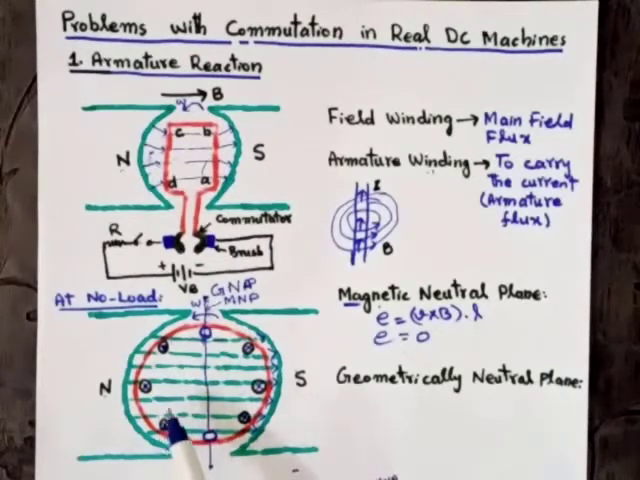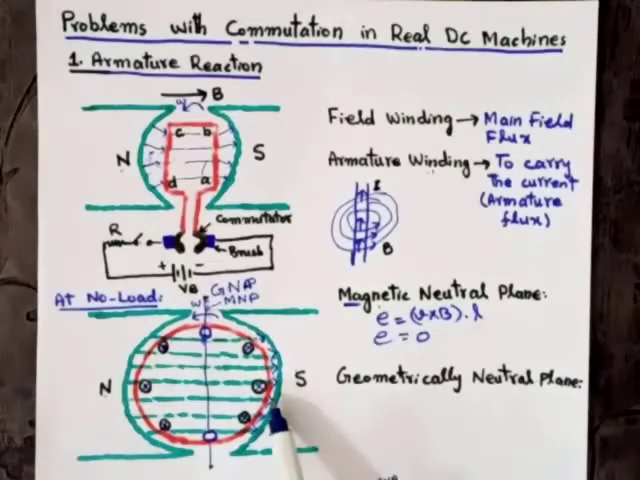As you can see in this figure, 6 conductors are under the north pole and 6 conductors are under the south pole, and 4 conductors are in between the north and south poles. We can see the magnetic field is uniform and the direction of the magnetic field is from north to south, as you can see in this figure.